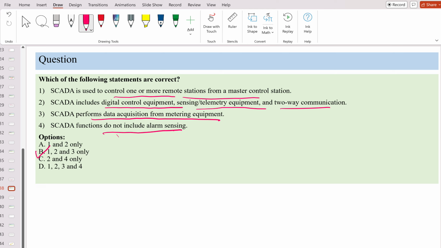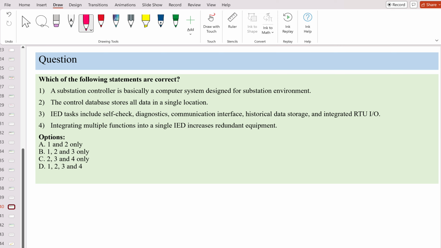It doesn't include the alarm sensing. That is false. When a fault happens, it will give the command to the certain relay, so it has the alarm sensing facility. So statement 4 is false. So the first, second, and third statements are correct. Okay, let's move further. Try to solve this.